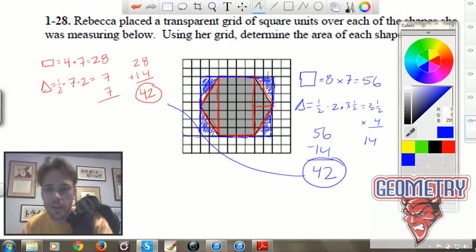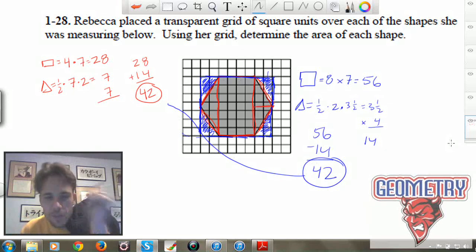Both are perfectly valid. Sometimes one is a little easier to use in particular problems than the other.